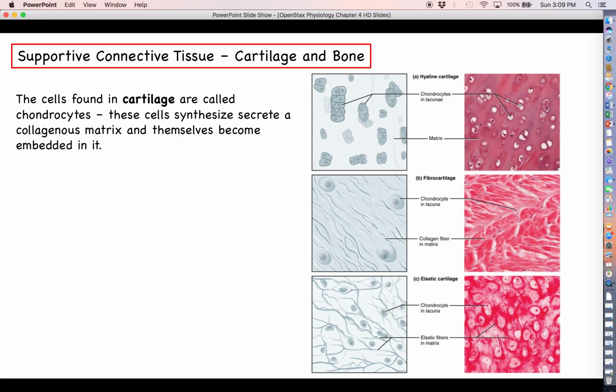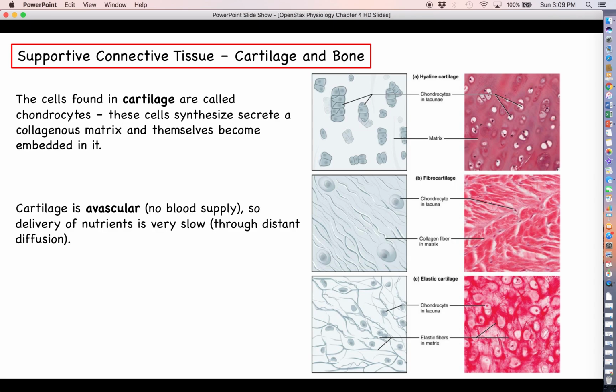So when we're talking about supportive connective tissue, we're really talking about cartilage and bone. Cartilage is a perfectly good example of a connective tissue that contains hardly any cells, but the one type of cell that you will find within cartilage is called a chondrocyte. Chondrocytes secrete a collagenous matrix, so mainly collagen and a couple of other things embedded in it. Basically, the role of these chondrocytes is to secrete this collagenous matrix in preparation for forming bone.